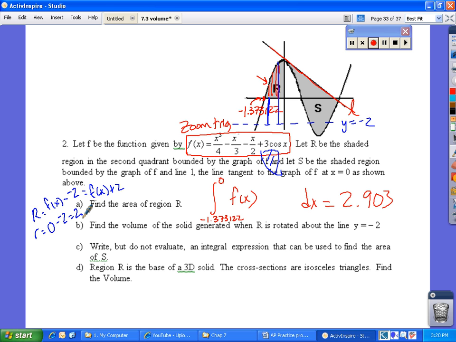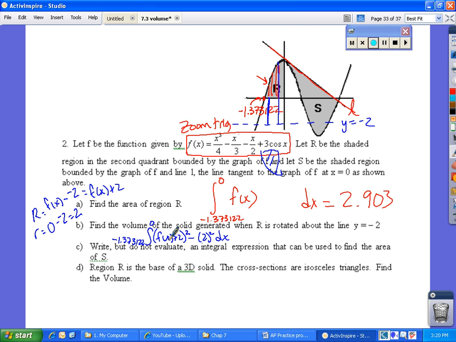So to find the volume of the solid generated when it's rotated around that line, it's a horizontal line, so I'm going to keep everything in terms of dx. It goes from what we just showed right here, negative 1.373122 to 0. Those are my x values. And it's the function plus 2 squared minus 2 squared.